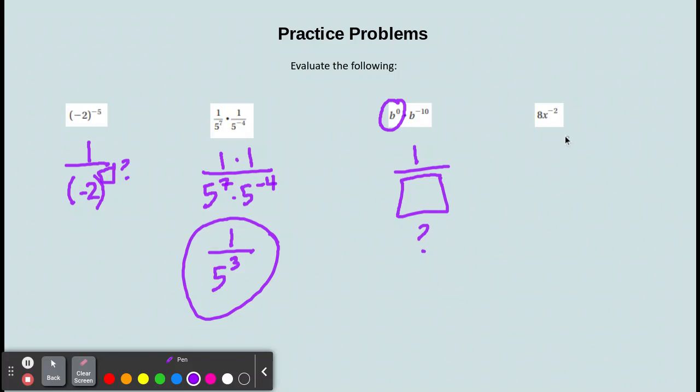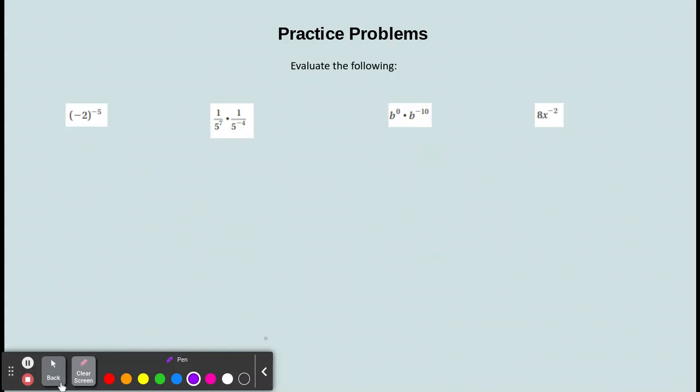What is that? On this one here, we know 8 has to stay on top. Something goes to the bottom. It's x, but what power is it? All right, and that is it for 14.4.